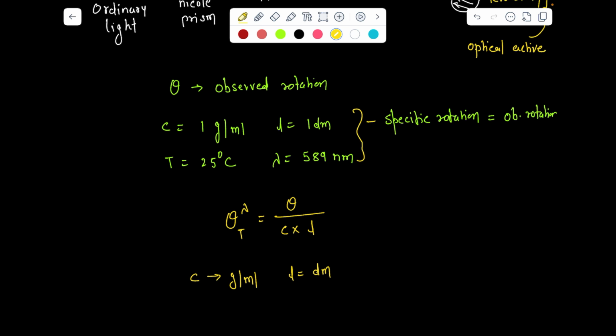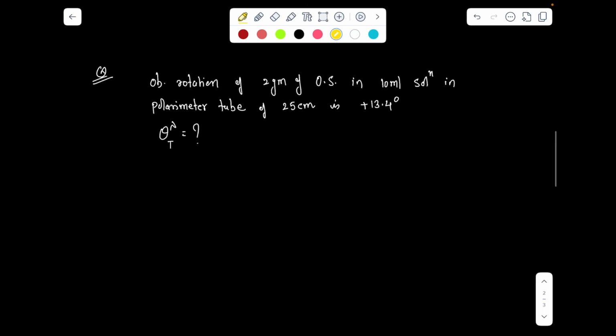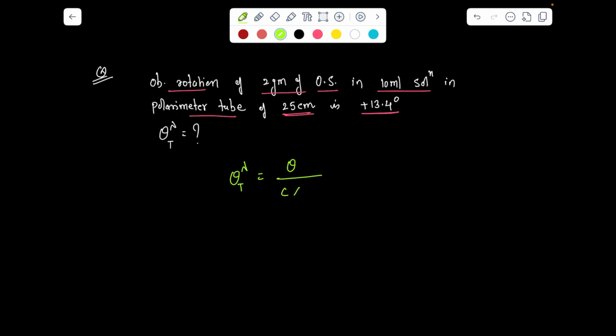So based on that, let's do one question. Here we have a question: the observed rotation of 2 gram of organic sample in 10 ml solution in a polarimeter tube of 25 centimeter is plus 13.4. We have to find out the specific rotation. We know that specific rotation is equal to observed rotation divided by C into L. You have to take care of the unit. Plus means it's dextrorotatory.